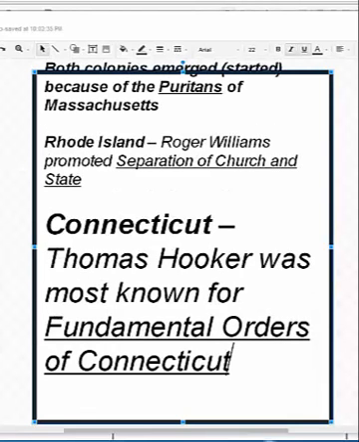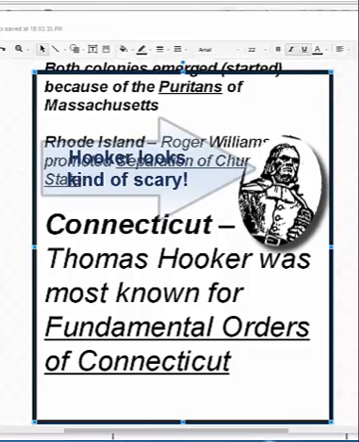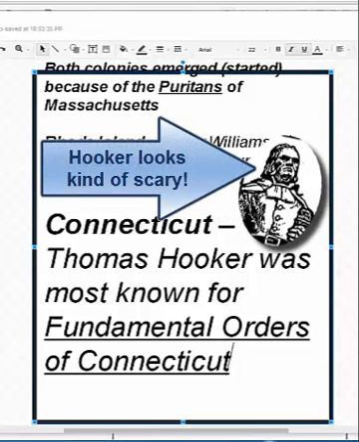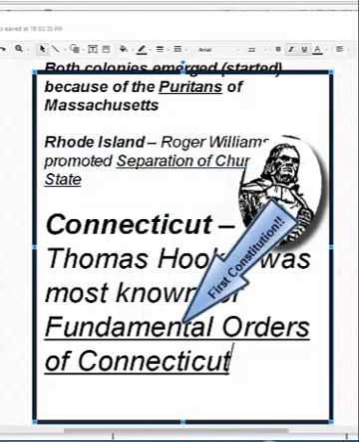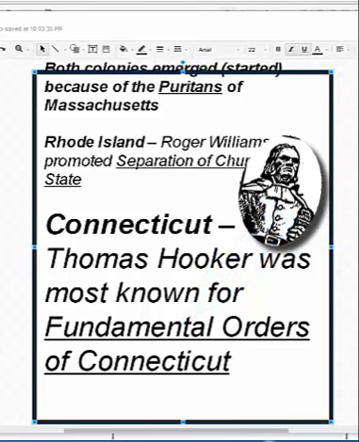Our next colony in this area where the Puritans are is Connecticut. Thomas Hooker was most known for the Fundamental Orders of Connecticut, and as we talked about previously in our government in the colonies, the Fundamental Orders of Connecticut is still today considered the first constitution in the New World. So Connecticut was created by Thomas Hooker.